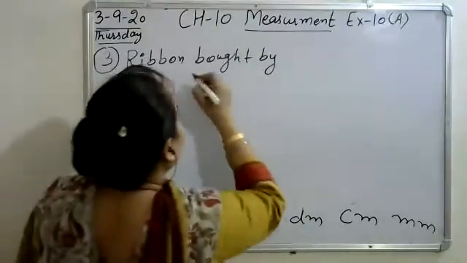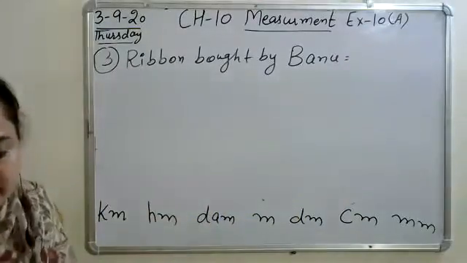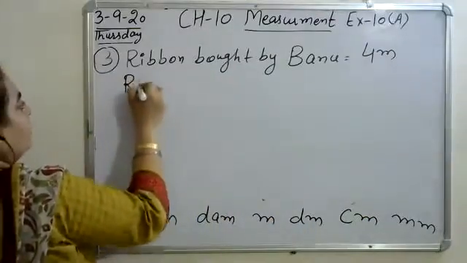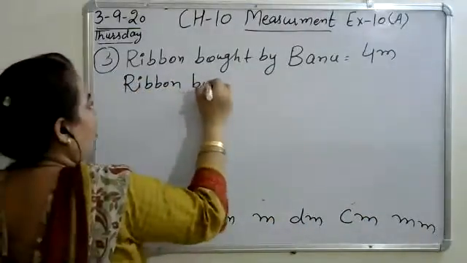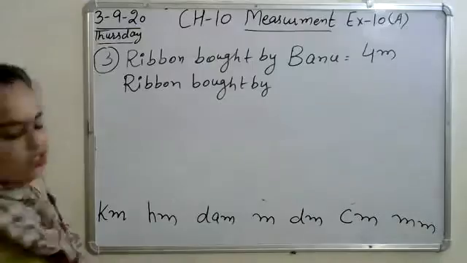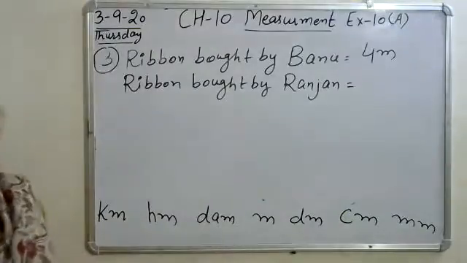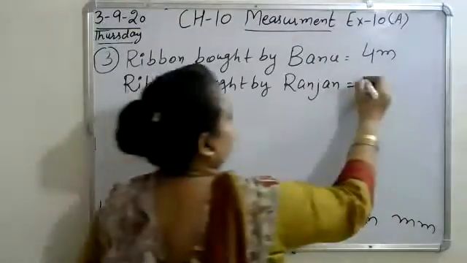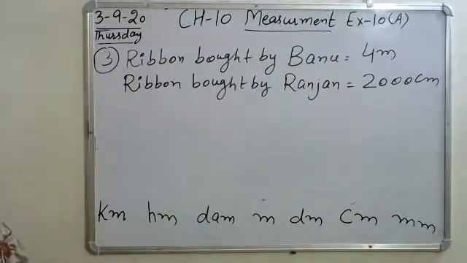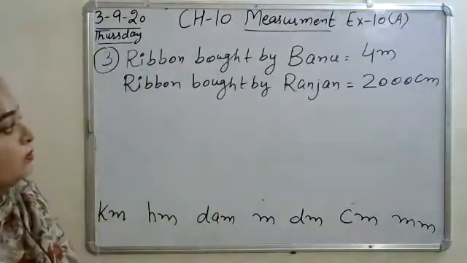Yes, wait. So we will write here ribbon bought by Banu is equal to 4 meter. And similarly, ribbon bought by Ranjan is equal to 2000 centimeter. Now tell me, first step. Here, how can you solve this sum? Ma'am, multiply.